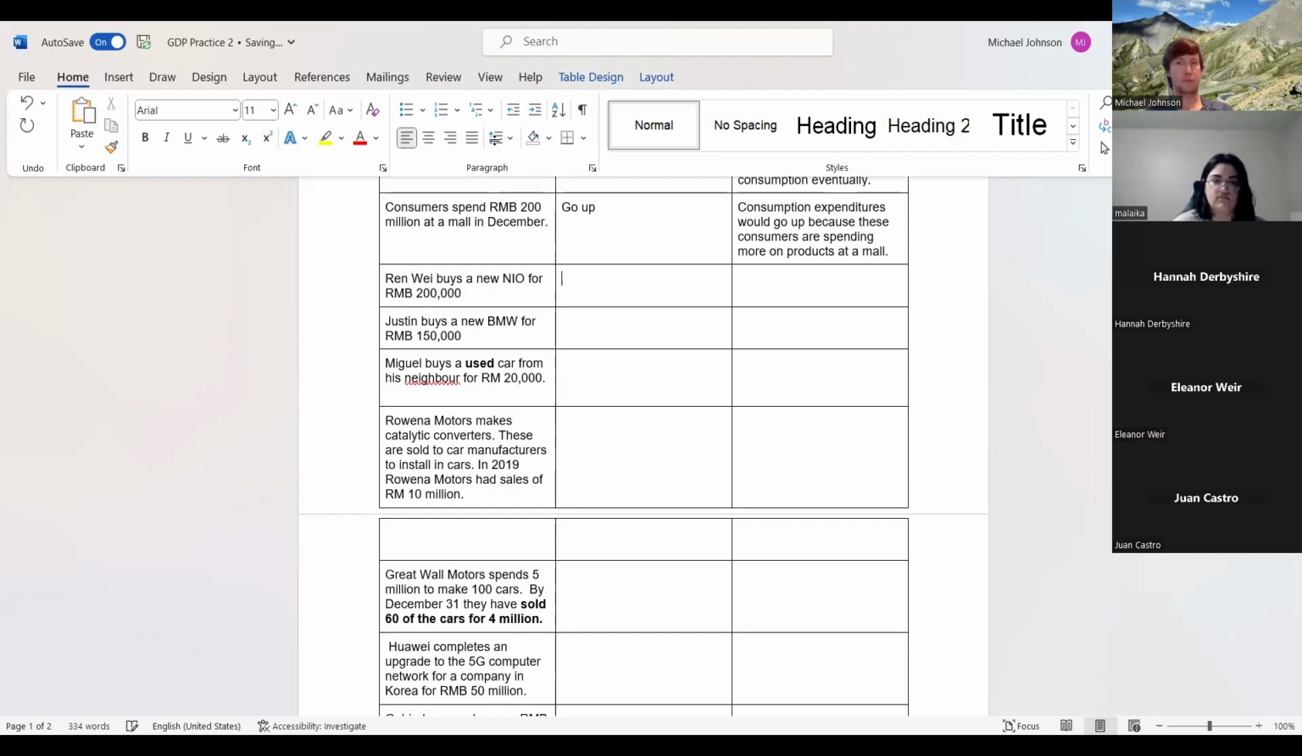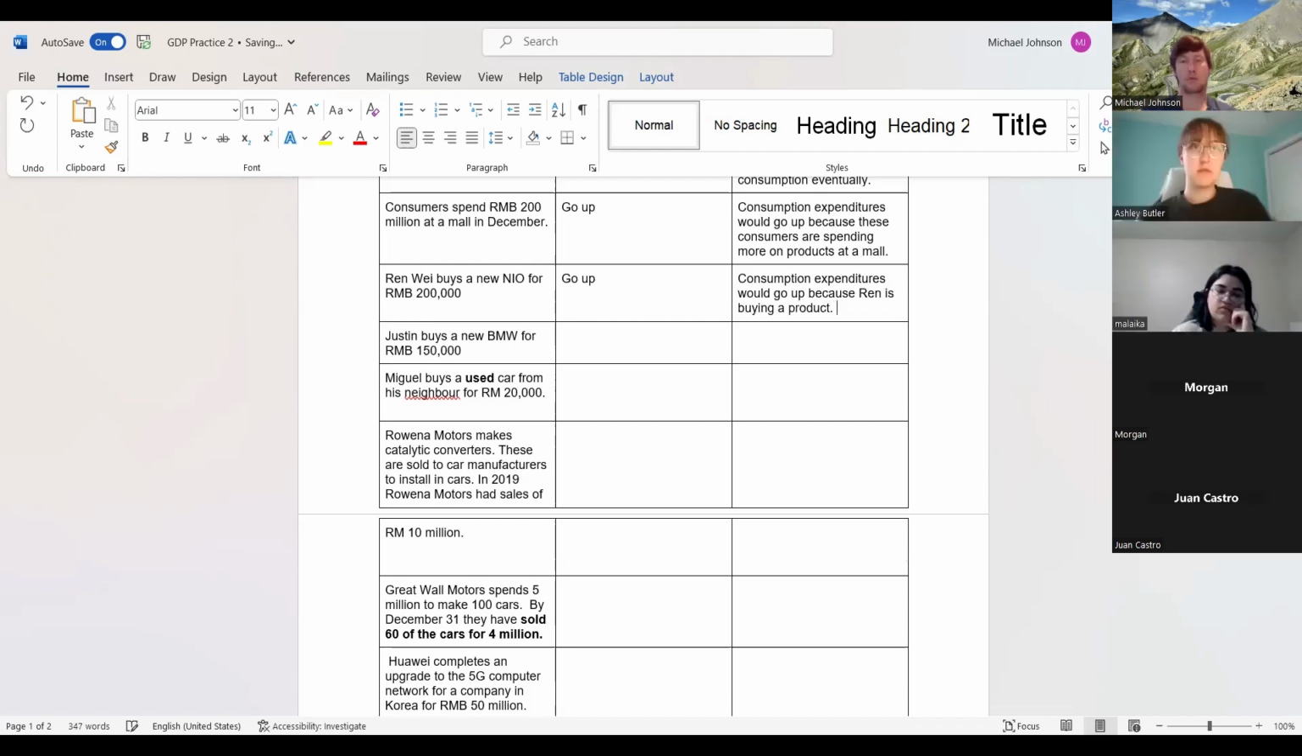And then when someone buys a new NIO for 200,000 RMB, does Morgan want to try this one? Okay, now I'm confused because I thought the last one would go down, so I'm not sure. I'm going to take an educated guess that the GDP would go up. Yes. And then it would be C, consumption expenditure. Yeah, exactly. Does it go up because you're putting that money back into the economy to circulate? Yes.